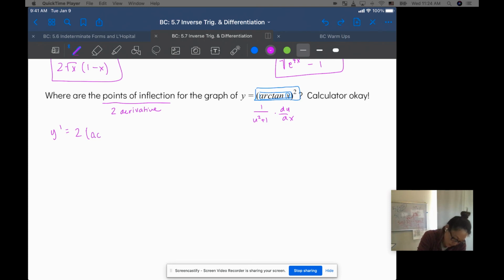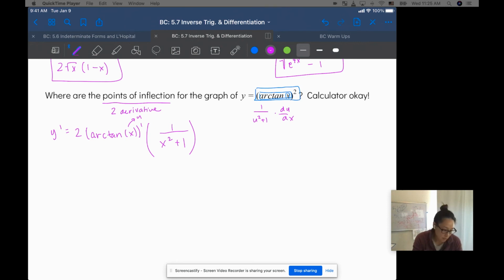Oh, I spelled that wrong. Arc tan of x to the first power now, times the derivative of arc tan, which would be 1 over, my u is x, so x squared plus 1. And then du dx would be just 1, so I don't need to worry about that. Okay. All right, time to take the second derivative.